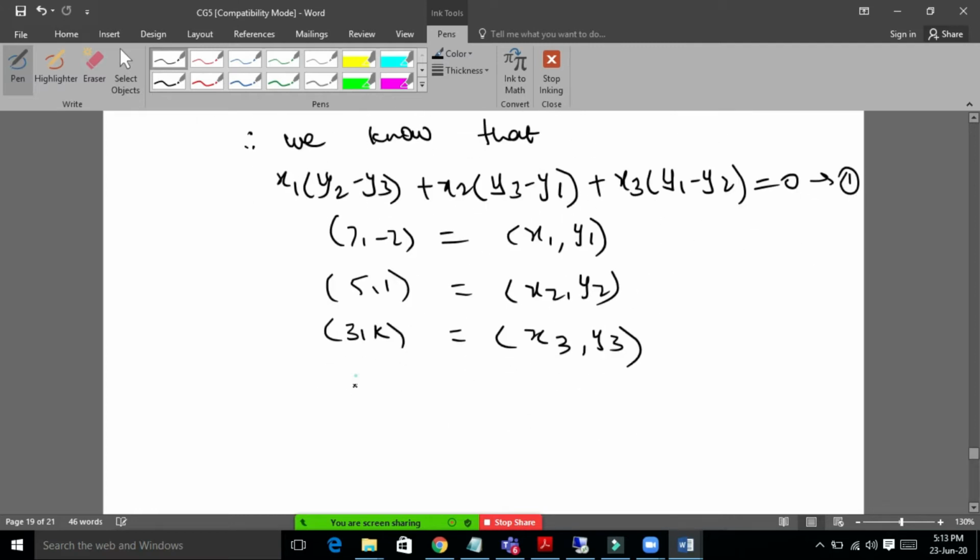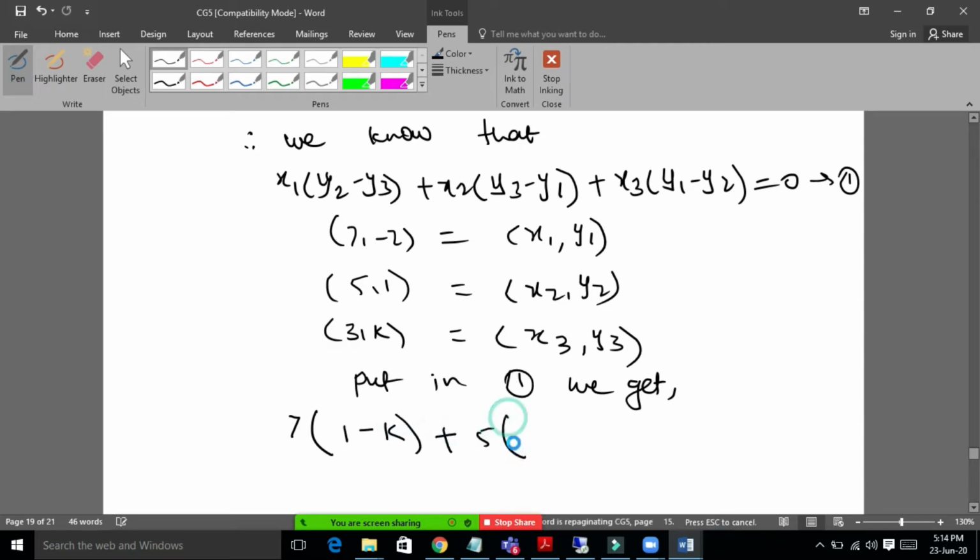Let us call this equation 1. So we put all these values in equation 1. Now x1 is 7 here, so 7 in bracket (y2 minus y3), y2 is 1 minus y3 is k, plus x2 is 5, 5 inside the bracket, y3 is k minus y1 is -2, it becomes +2, plus x3 is 3 into (y1 minus y2), so -2 minus 1, is equal to 0.